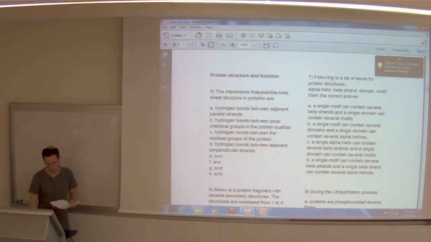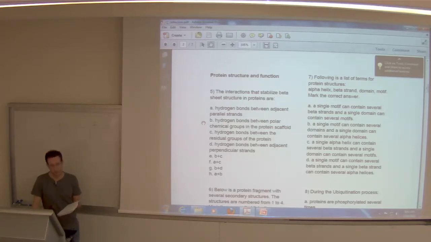Okay, protein structure and function. Adal, can you read? Interactions that stabilize beta sheet structure in proteins are hydrogen bonds between adjacent parallel strands. What do you say? Okay. And hydrogen bonds between polar groups in the protein scaffold. No, wait a second. A is no. The interaction that stabilizes beta sheet structure in proteins: hydrogen bonds between adjacent parallel strands. This is true. Sorry, my mistake.